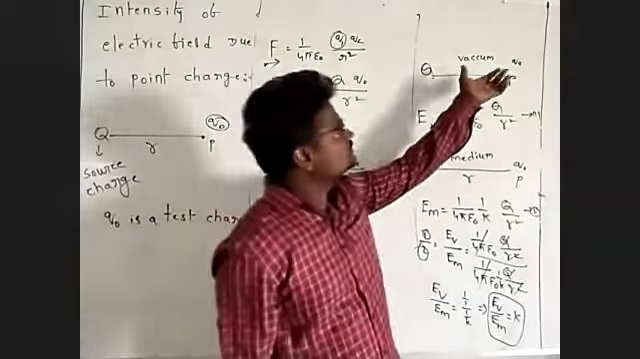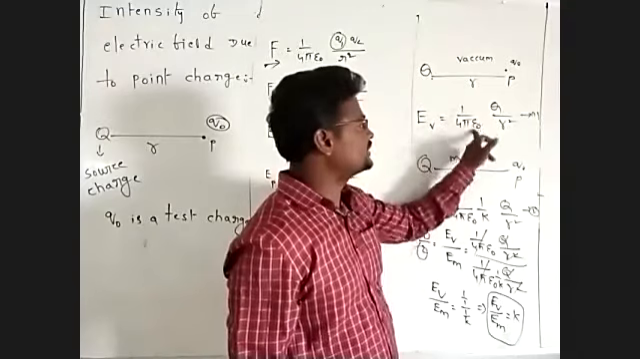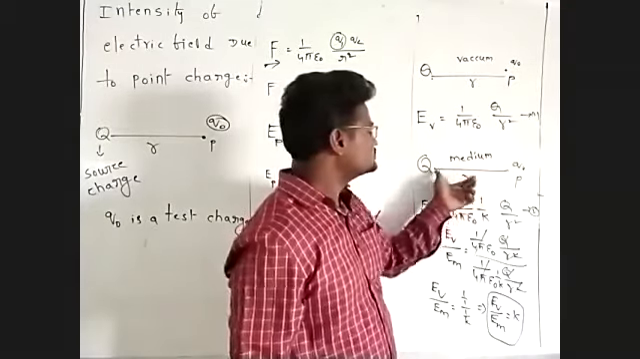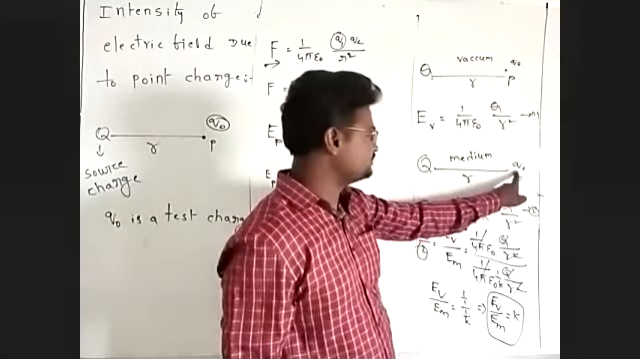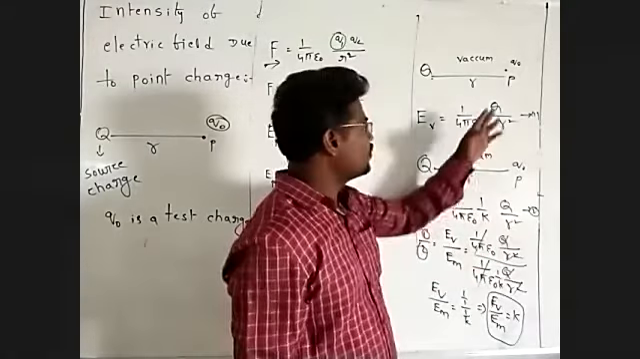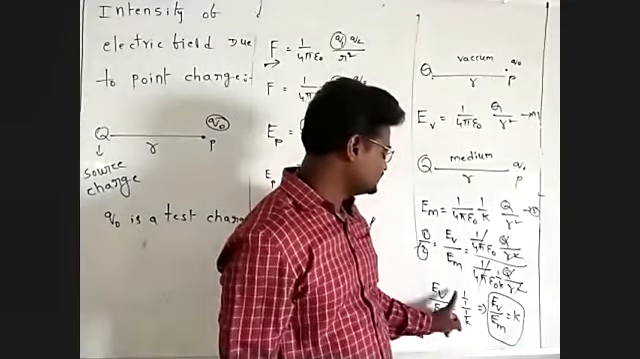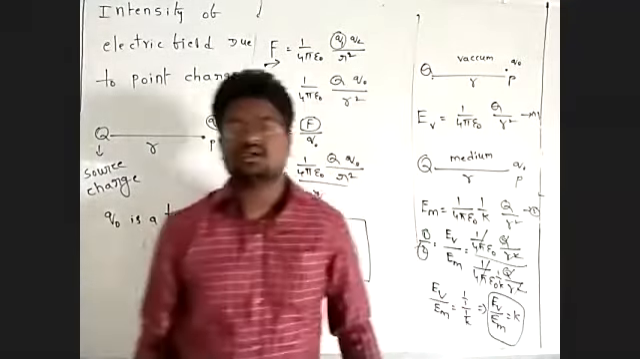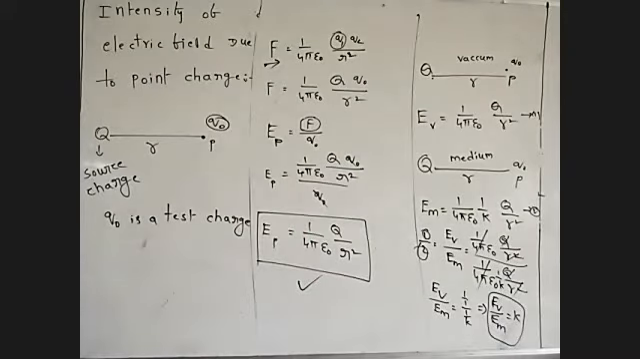Suppose this is a vacuum. The intensity of electric field at this point P is equal to 1 by 4 pi epsilon naught Q by R squared. Now if there is a medium between the two charges, the intensity of electric field at point P is equal to 1 by 4 pi epsilon naught 1 by K Q by R squared. Now divide equation 1 by equation 2. We get E vacuum by E medium is equal to K. K means dielectric constant, or relative permittivity.